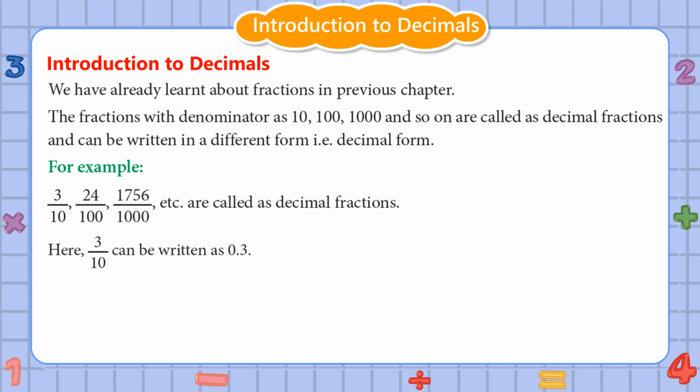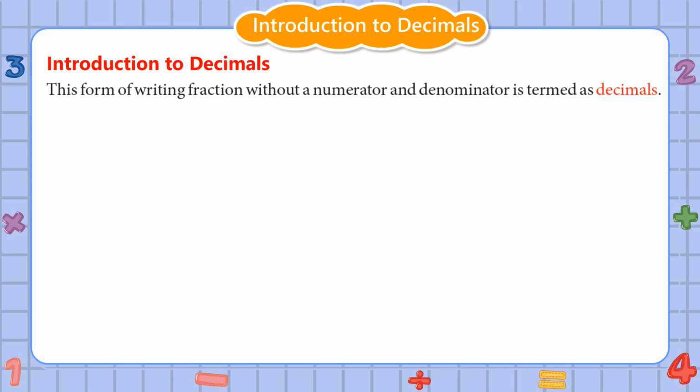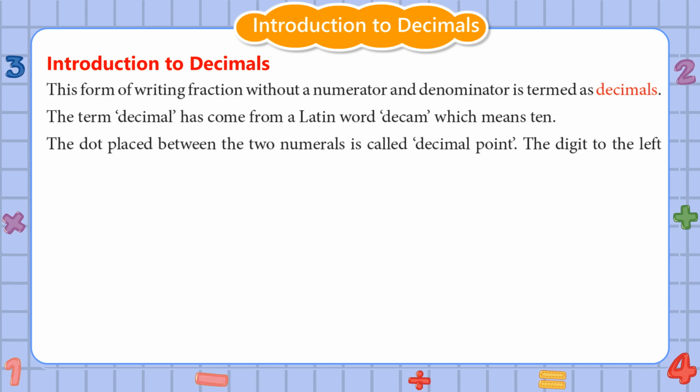Here, 3 upon 10 can be written as 0.3. 24 upon 100 can be written as 0.24. 1756 upon 1000 can be written as 1.756. This form of writing a fraction without a numerator and denominator is termed decimals. The term decimal has come from a Latin word decem, which means 10. The dot placed between the two numerals is called the decimal point.